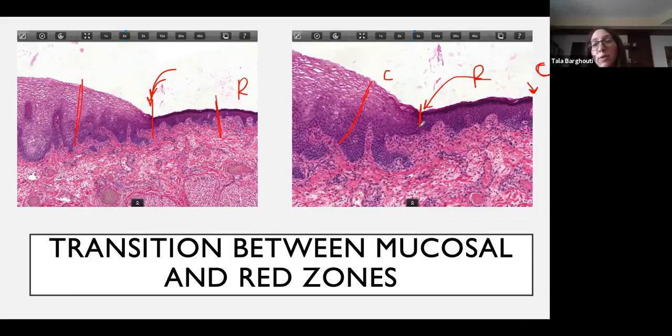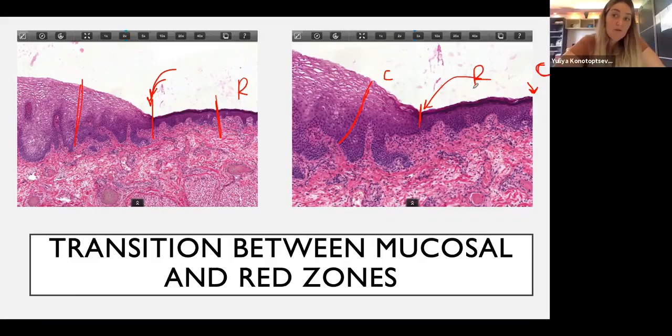Between the upper lips. Yes. Between the red and the cutaneous skin. Between the red and the skin. Between the red and the mucosa, the transition is abrupt. It does look like a border, but it doesn't have a name.